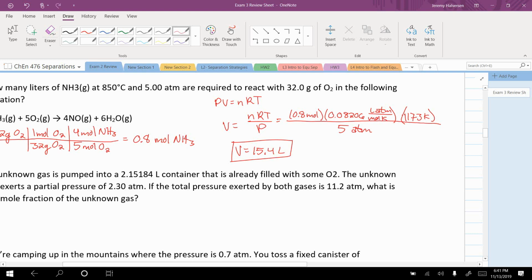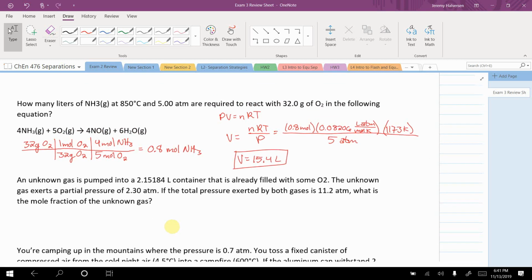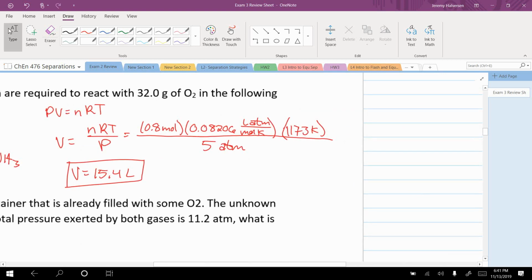So I got 15.4 liters. Anybody else? Nobody's there yet? Oh, I got... Okay. What did I do wrong? 850 plus 273? 1123? Ah. Oh, that's what my calculator said. I just typed it in wrong. Okay, so you said you got what?